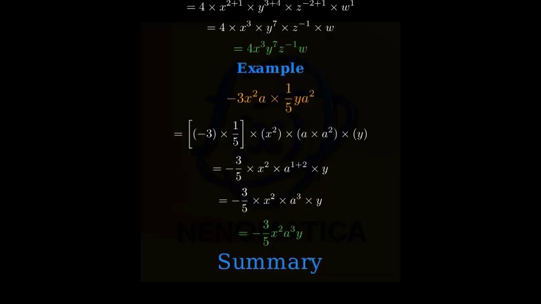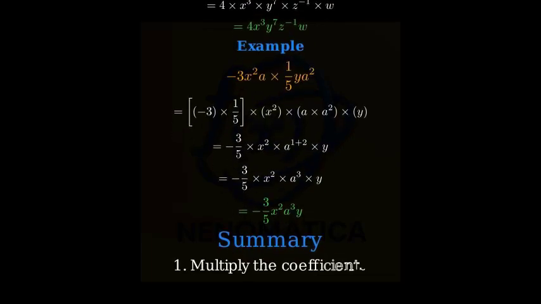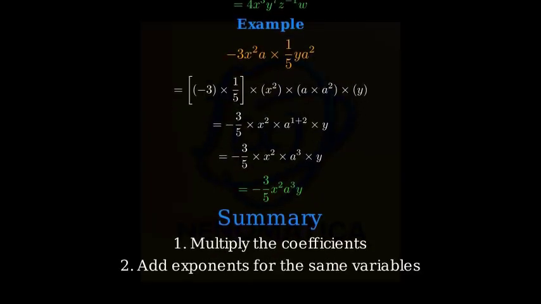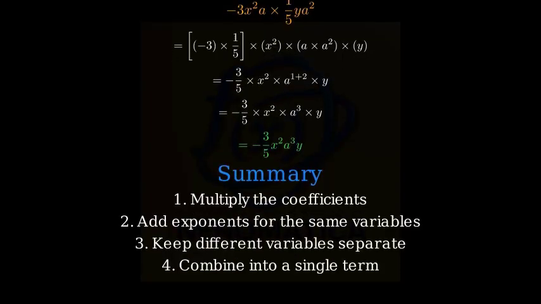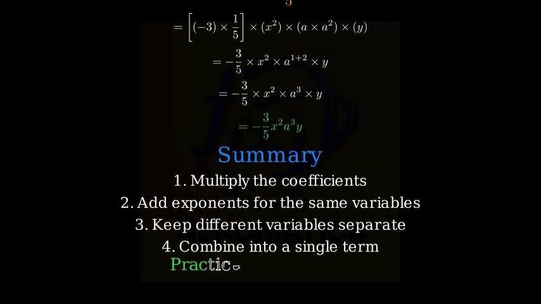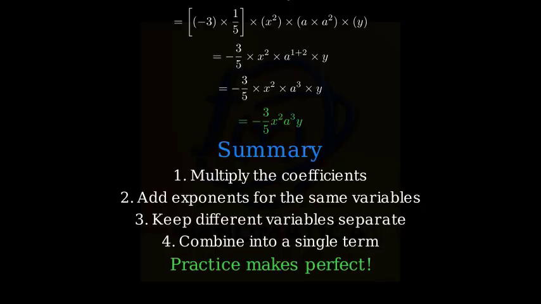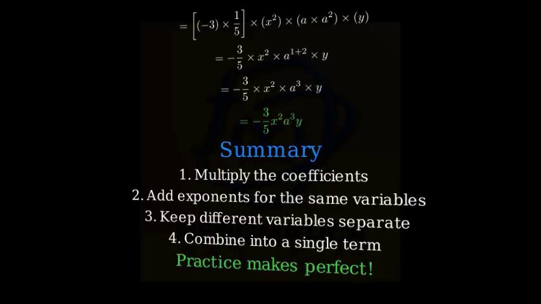Let's summarize what we've learned about algebraic multiplication. First, we multiply the numerical coefficients together. Then, for variables with the same base, we add their exponents. Different variables are kept separate with their respective exponents. Finally, we combine everything into a single term. Try practicing these steps with different expressions to build your confidence. Remember that the key to mastering algebraic multiplication is careful organization of the coefficients and exponents.